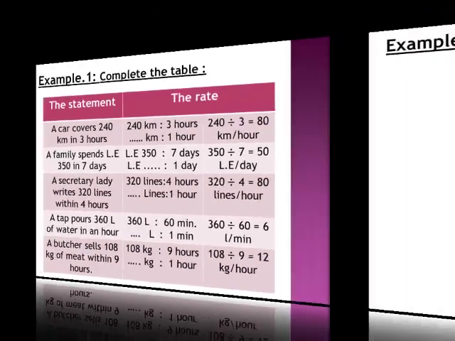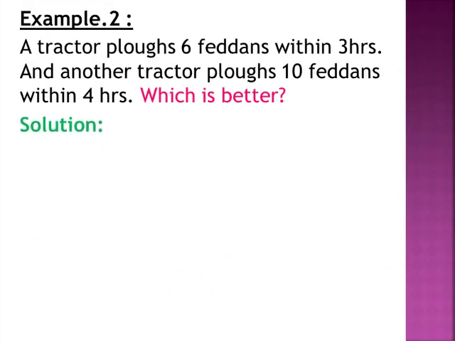The last one. A tractor plows 6 feddans within 3 hours, and another tractor plows 10 feddans within 4 hours. Which is better? We have two tractors. The first tractor plows 6 feddans within 3 hours.